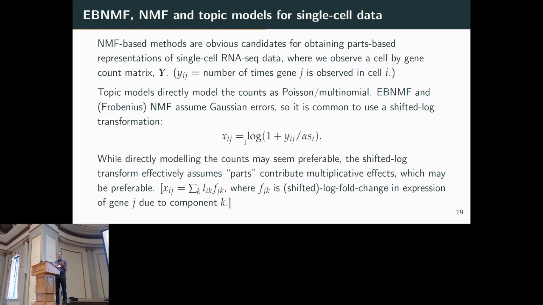So this is maybe a subtlety, but when you see people applying non-negative matrix factorization to single cell data, they might be doing something that's directly modeling the counts, or they might be doing something that takes a transformation, and it turns out that affects the results quite a lot. So that was the third part. We've had non-negativity, sparsity, and transformations also affect whether you get a parts-based representation.